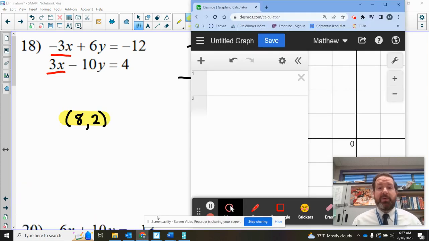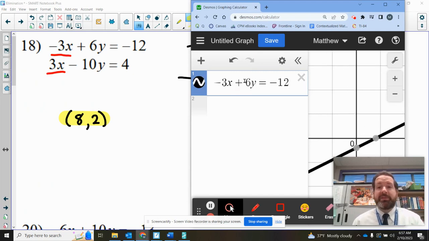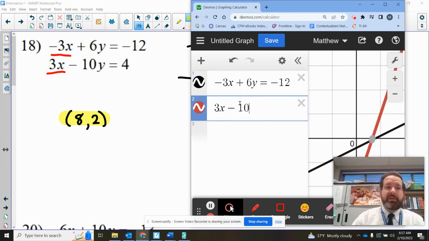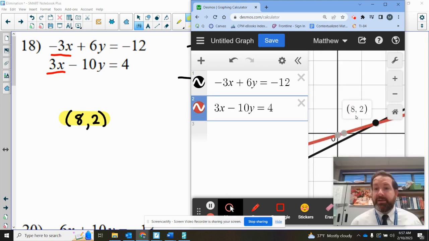Let's check it with a graph. Always type in your original equations, not the multiplied ones, the original ones. So there's the first. I hope they cross at 8, 2. Let's see, the crossing here is at the ordered pair, 8, 2. So we are in good shape.